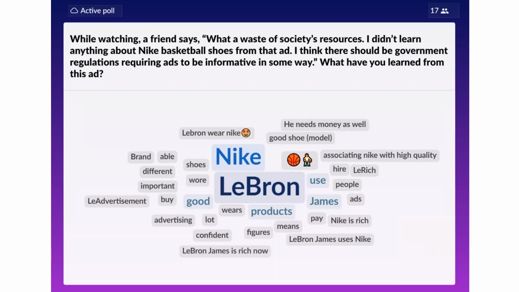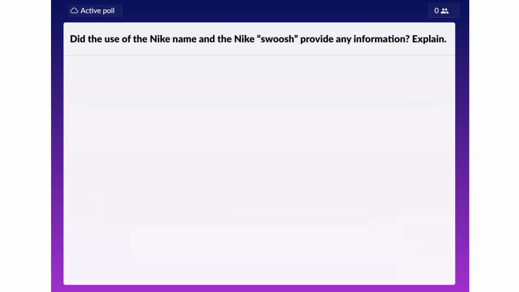And so if this is not going to help them win the game, if the shoes would even harm them when they play the game, then it's not even worth it to endorse these products. So product endorsement here is something that we learn, even though LeBron James says nothing. We just see LeBron James shooting basketballs. Okay, so did the use of the name Nike and the Swoosh logo provide any information?